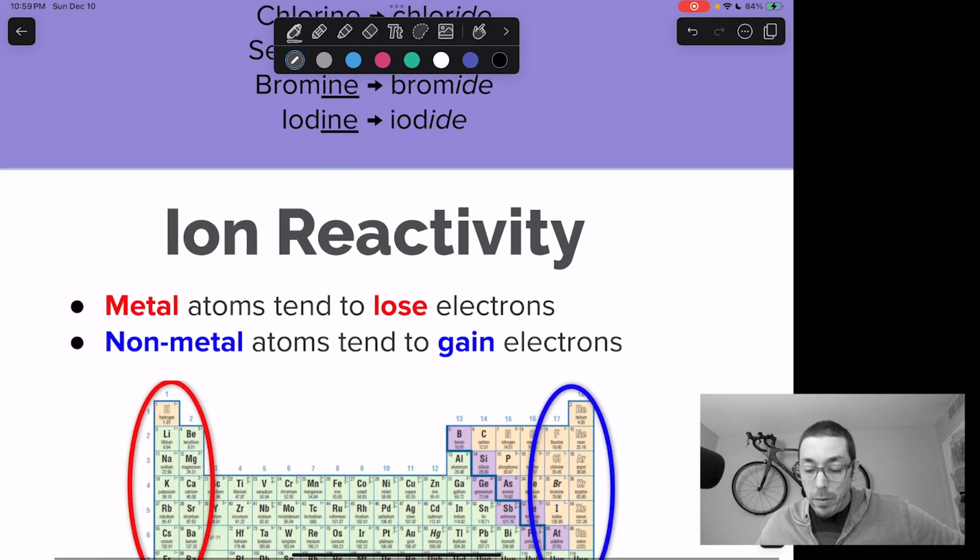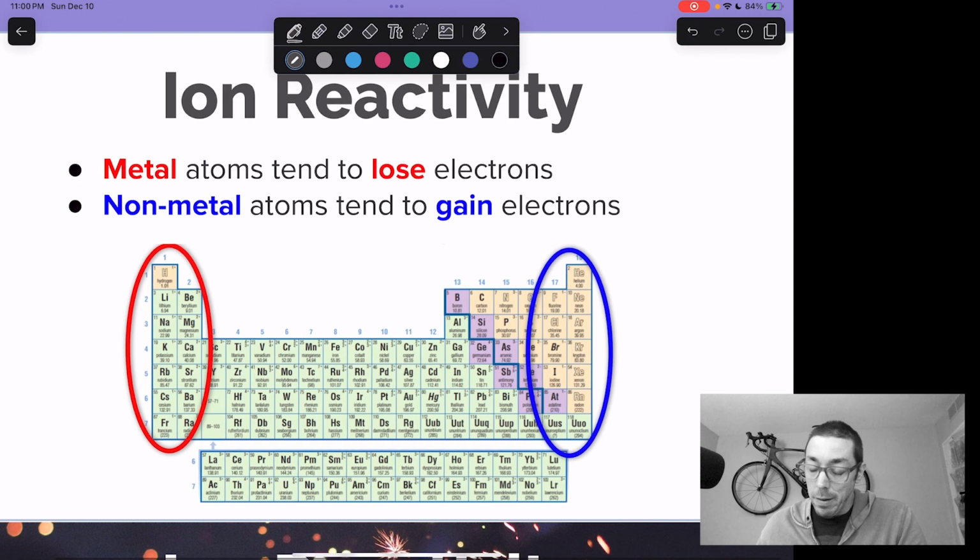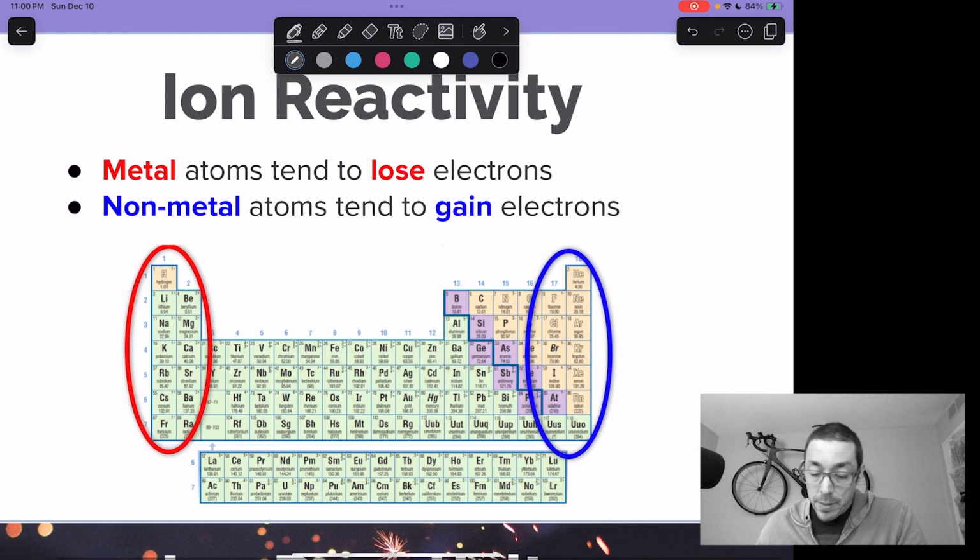So, ion reactivity. We're going to focus on the first couple groups of the metals and the last couple of groups of the nonmetals. So at this point, we have reviewed that metals generally lose electrons to become ions, and nonmetals gain electrons to fill up their valence shell and become ions.